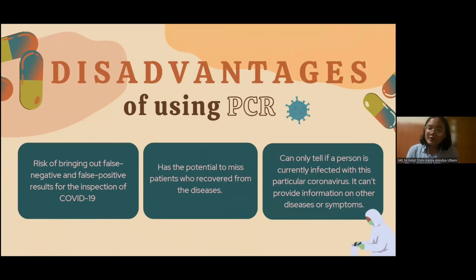RT-PCR depends on capturing and detecting the virus, so it has the potential to miss patients who recovered from the disease, because the RT-PCR test only detects the active virus. For COVID-19, RT-PCR cannot provide any information on diseases other than COVID-19. It can only tell if a patient is infected with a particular type of coronavirus.